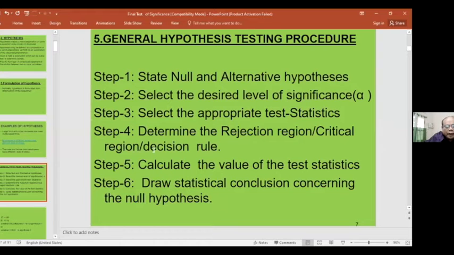So after that, you make a decision rule. If the calculated value is this, then you will accept the null hypothesis. If the calculated value is this, then we will reject the null hypothesis. The decision rules are to be framed. Then you calculate the value of the test statistic, compare it with reference to step 4, and then draw the statistical conclusion.